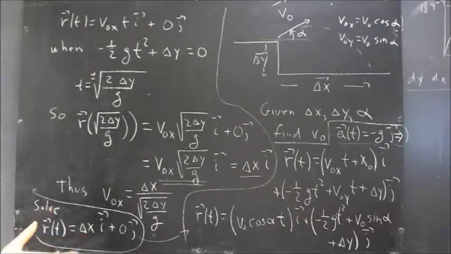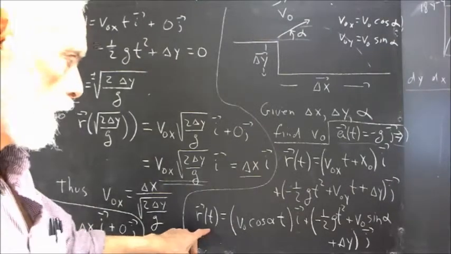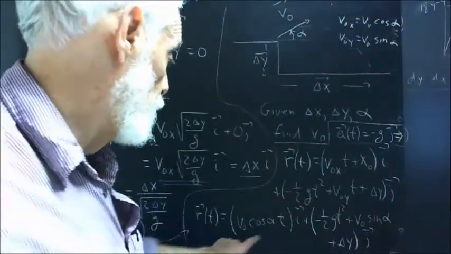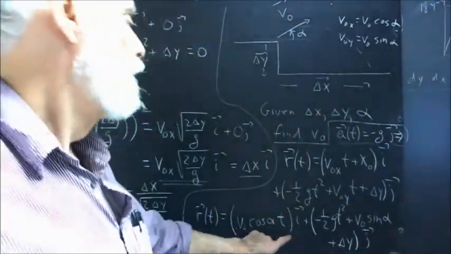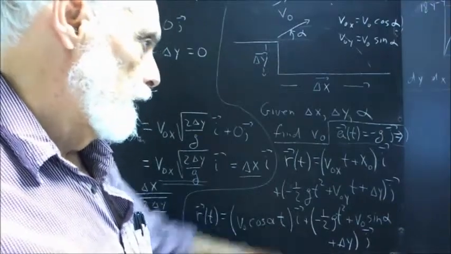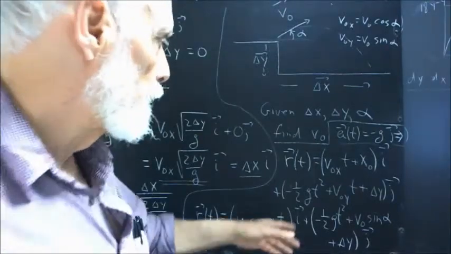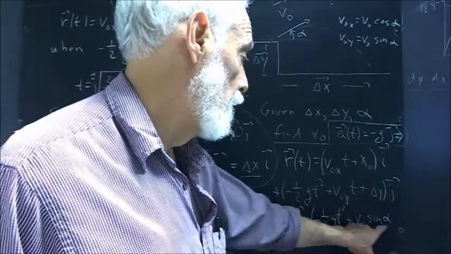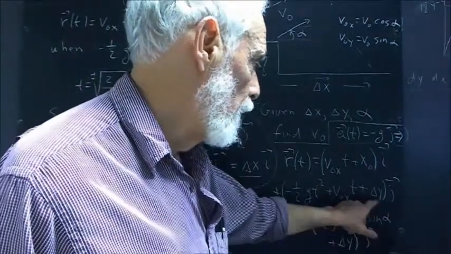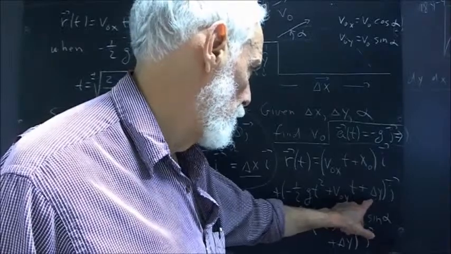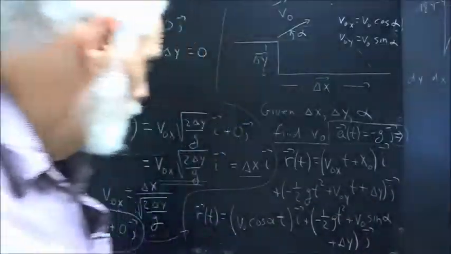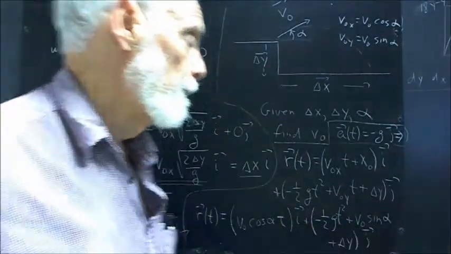Okay, so what we have is the R of t vector. The V0x is V0 cosine alpha multiplied by t, and that's times your i vector. And the V0y is V0 sine alpha. The y naught, which is what I really should have written here, is delta y though, so we have delta y here, and right there's our R of t function.